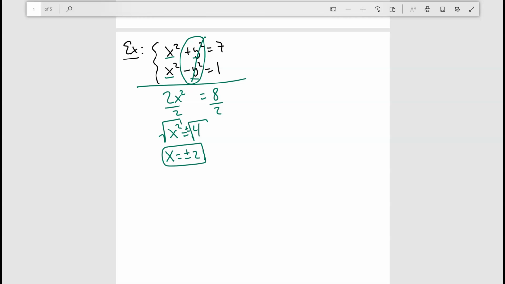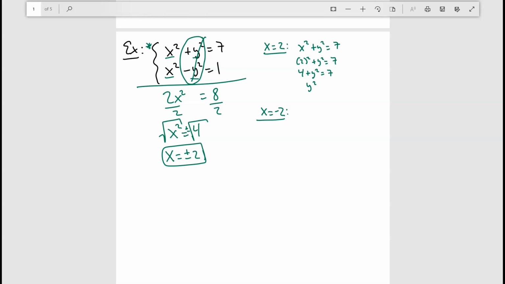So now I have two solutions. I have x equals 2 as one of the solutions, and x equals negative 2 as the other solution. Okay, how do I know which one's the solution? Well, I can plug it into whichever I want. I'm going to plug it into the first one. So I have x squared plus y squared equals 7. Plug in the 2 in there. I'm going to have 2 squared plus y squared equals 7. So I'm left with 4 plus y squared equals 7.